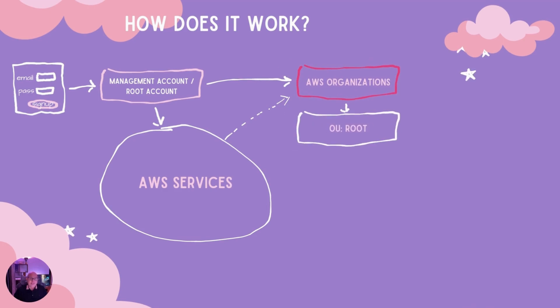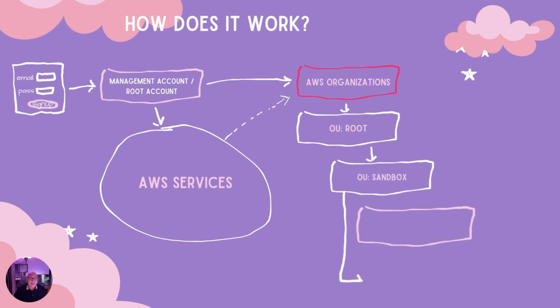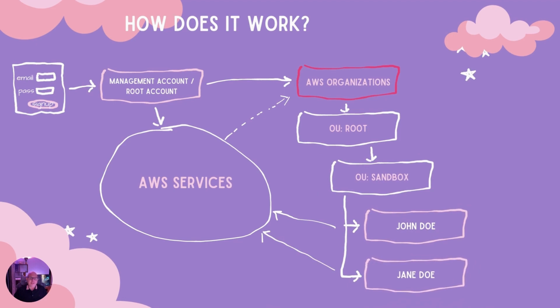AWS Organizations is in itself a service which you can search for and activate as any other service. Once activated, you will see a root OU. OU stands for Organizational Unit. You can think about organizational units like folders into which you can organize your user accounts. In this example, we have created a sandbox OU and created two users, John Doe and Jane Doe.